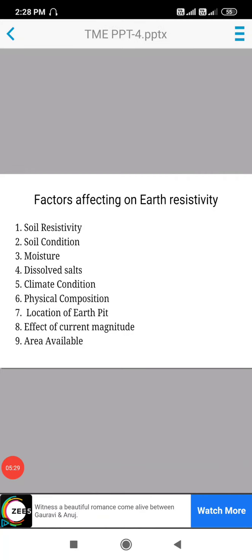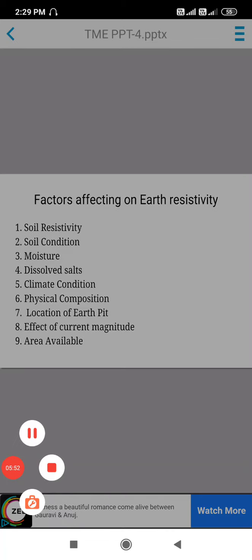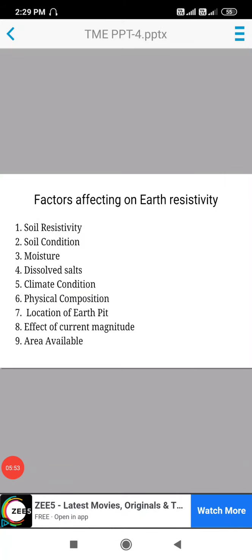The second one is the soil condition. This plays a more important role in earthing because, according to the soil condition, the resistance of the soil changes. Because of that, in order to keep the soil resistance low, we use charcoal and salt to reduce the earth resistance. The next one is moisture.